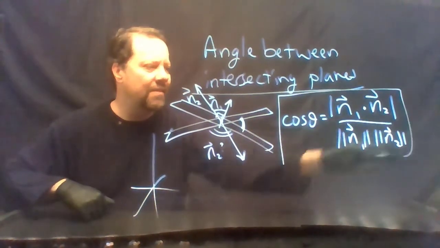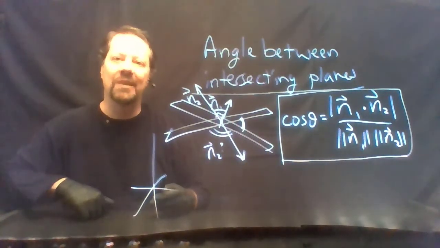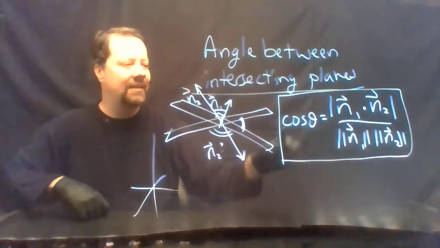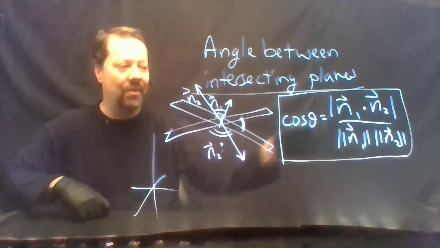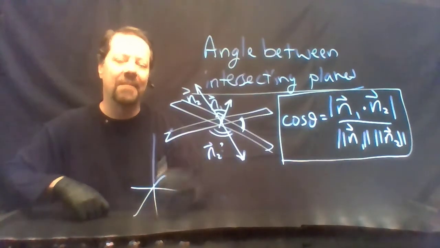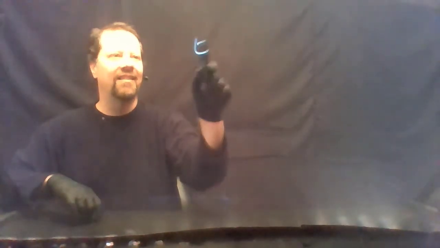So that gives you a formula for the cosine of the angle between two planes. All you have to do is take the inverse cosine. Since the right-hand side is always positive, that must give you an acute angle.